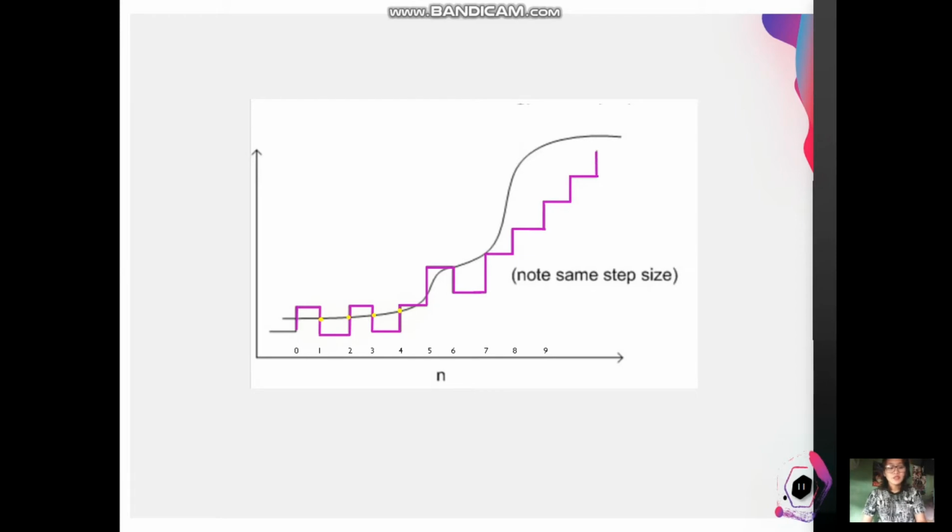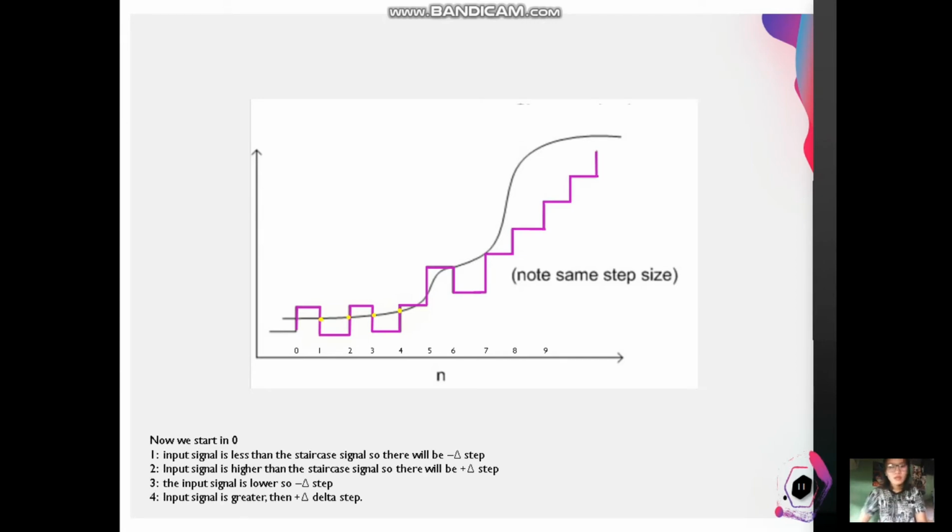Now you see the difference between the original signal and the delta modulation signal says a lot. What's happening in this big gap right now is what we call a quantization error. This is what we want to resolve by using adaptive delta modulation. Now, this is just a note, a guide.